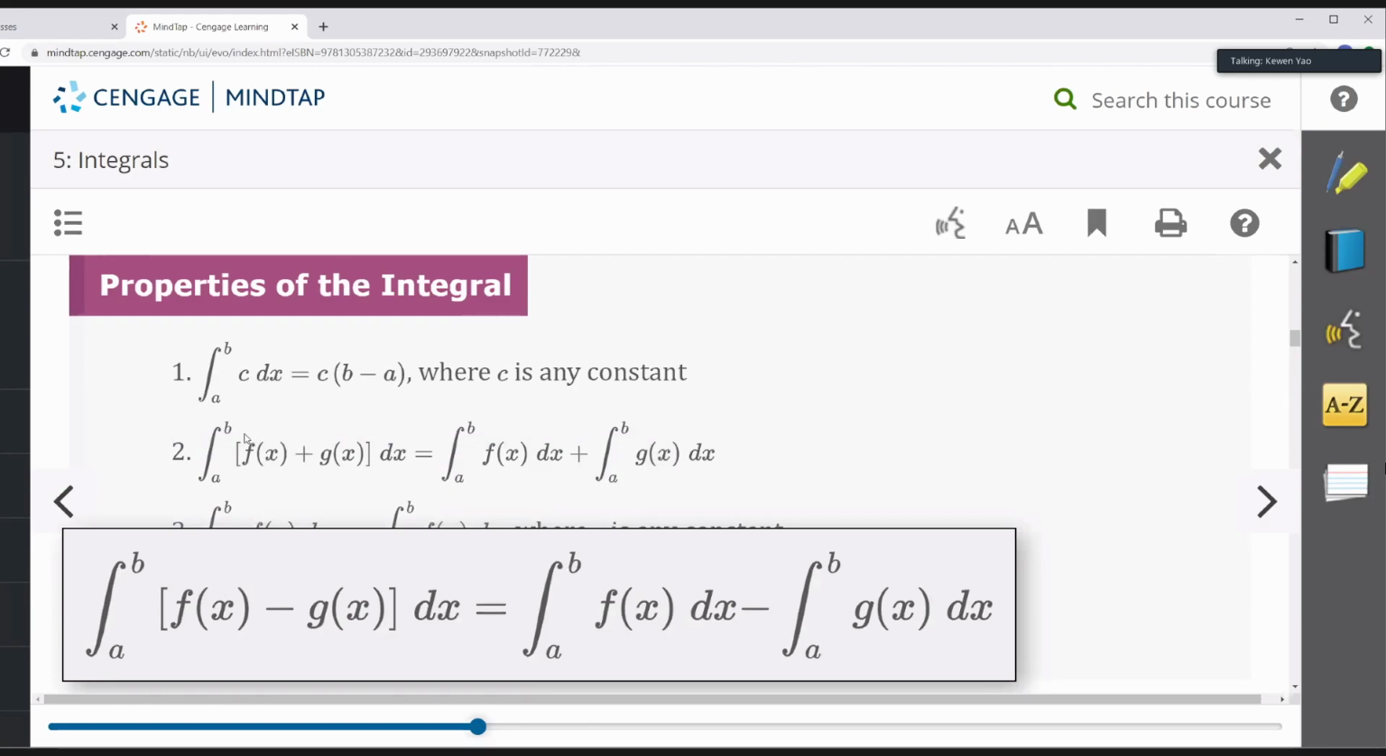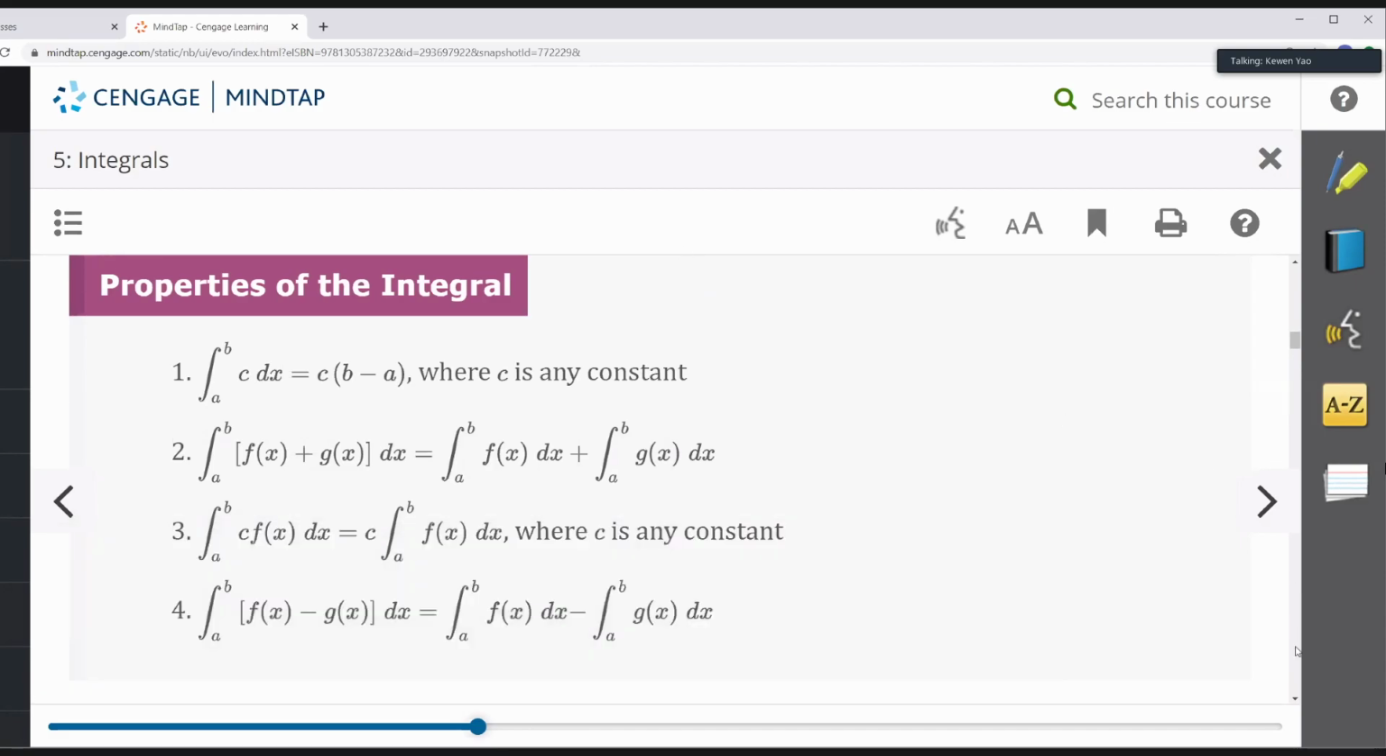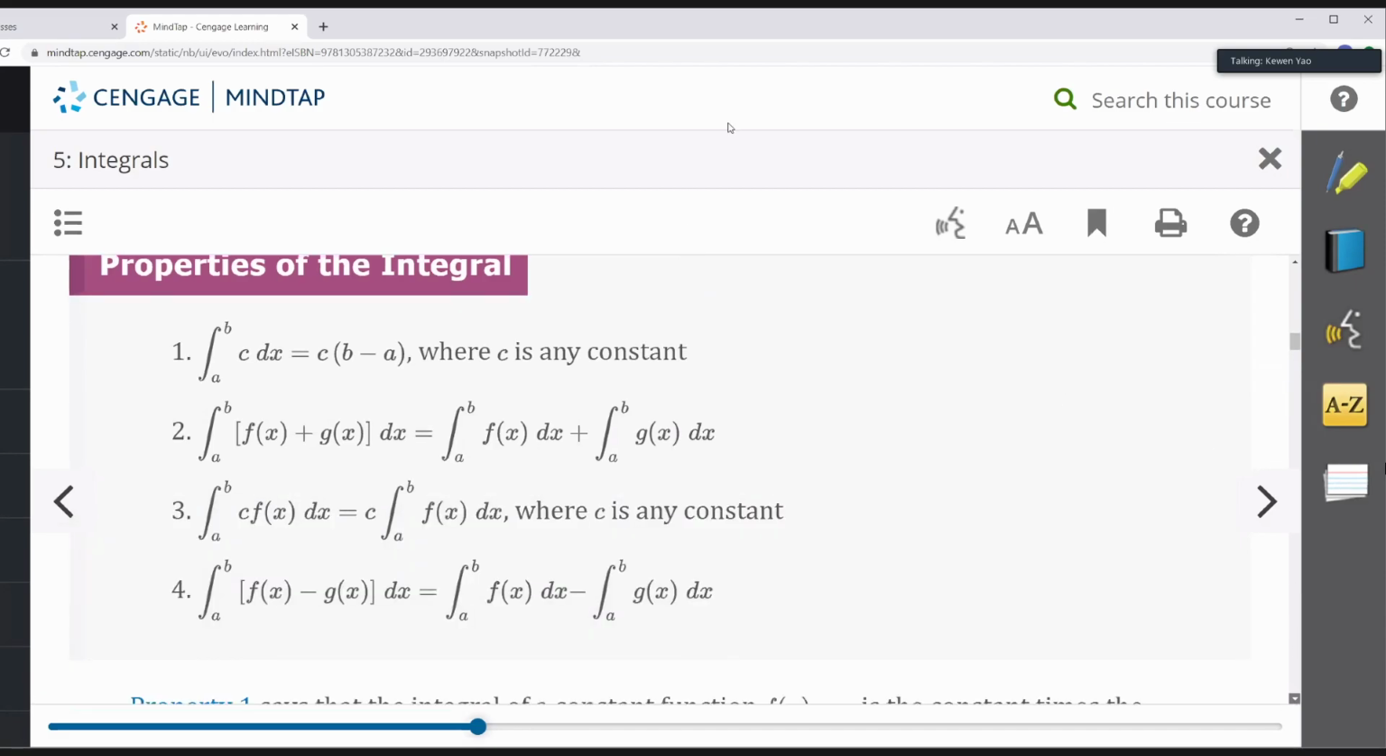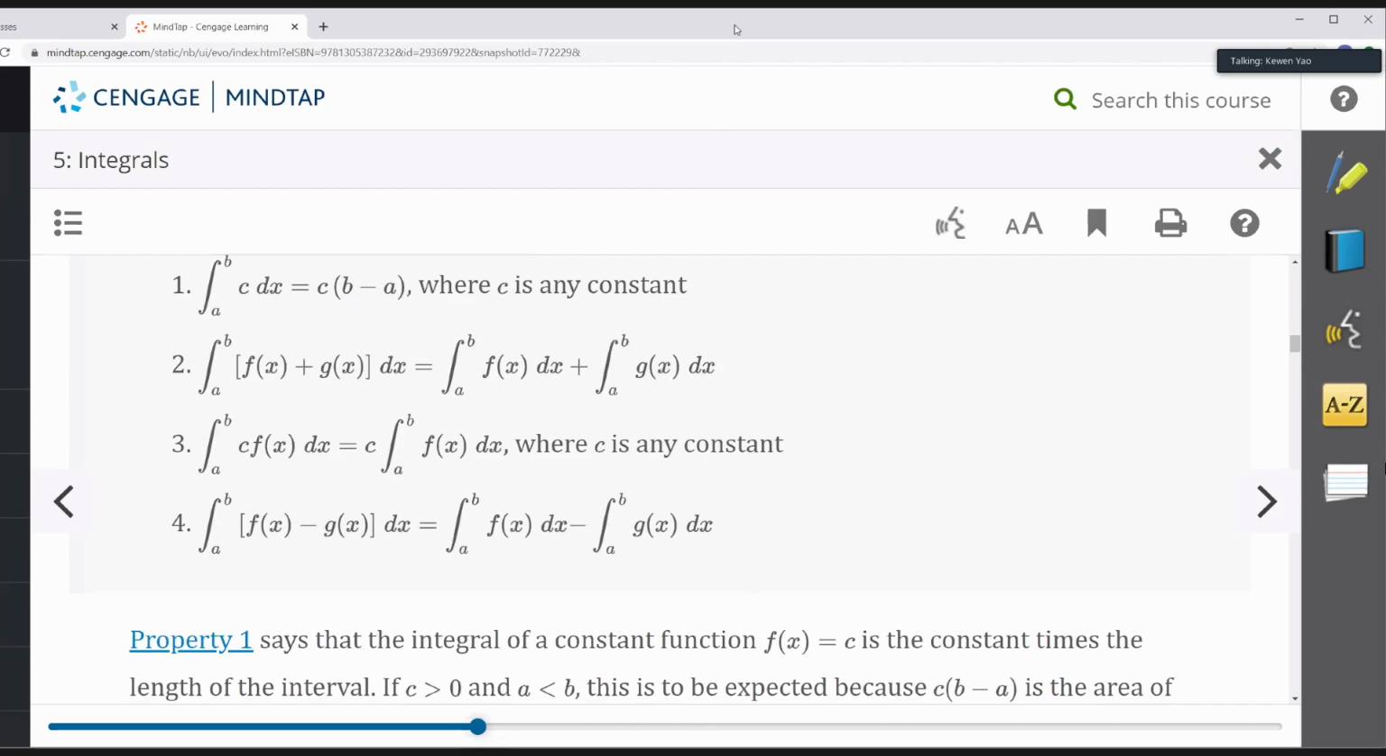Now what does property 4 mean? It's very similar to property number 2. For the difference, you can distribute. You can do it term by term. But remember, this is wrong. Please do not make this mistake in the future. We do not have this property: the integral from a to b of f of x times g of x.